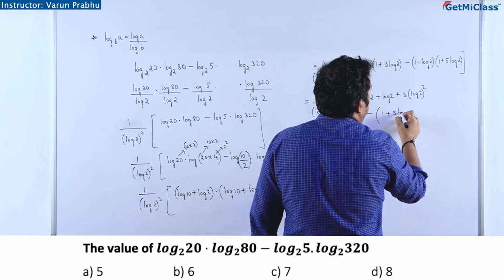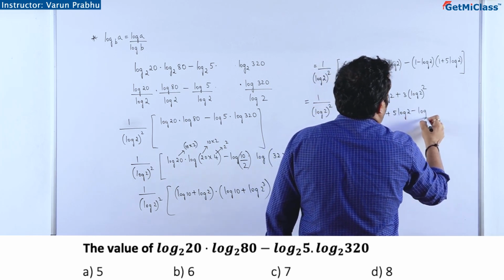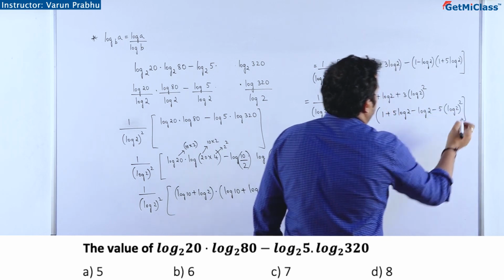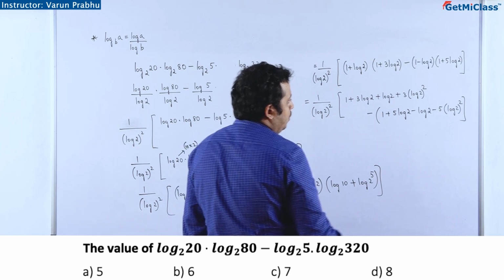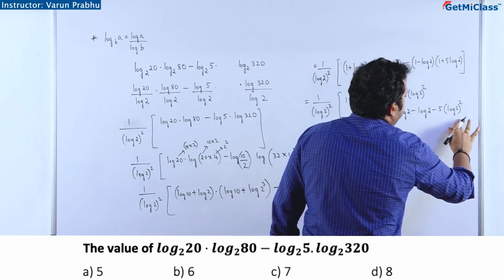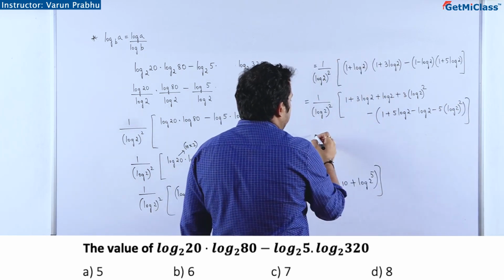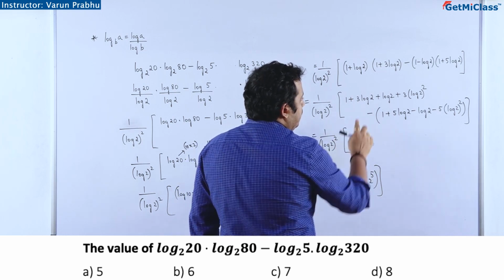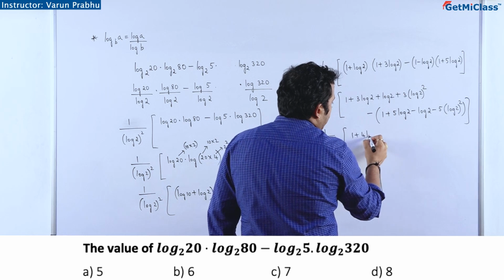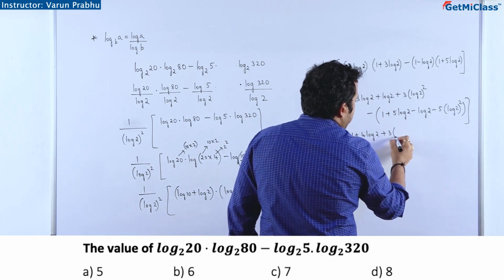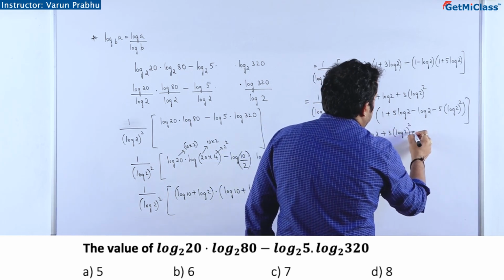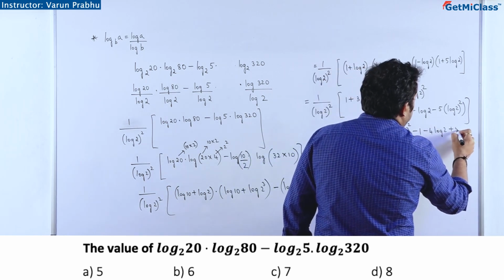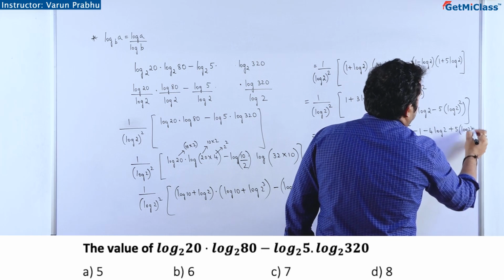minus 1 plus 5 log 2 minus log 2 minus 5 log 2 the whole square. Log 2 the whole square, correct? So what is this answer that we get? 1 divided by log 2 the whole square times 1 plus 4 log 2 plus 3 times log 2 the whole square minus 1 minus 4 log 2 plus 5 times log 2 the whole square.